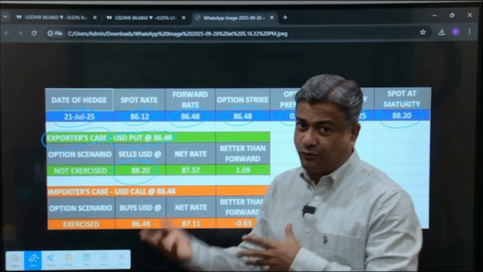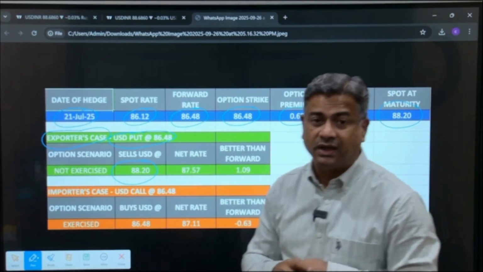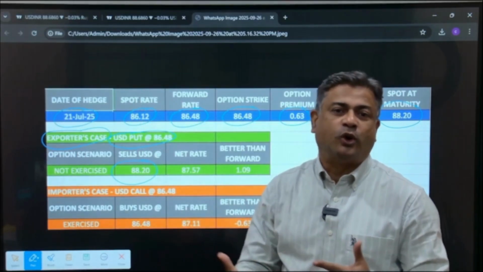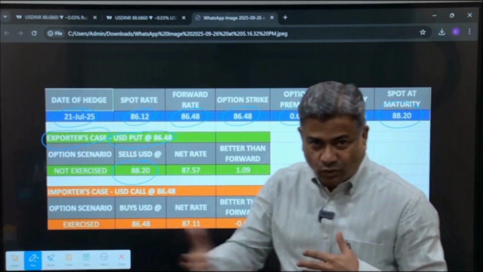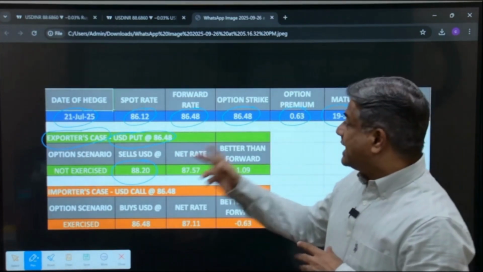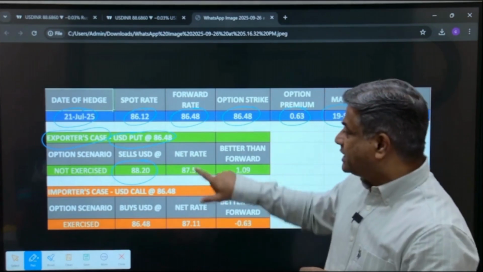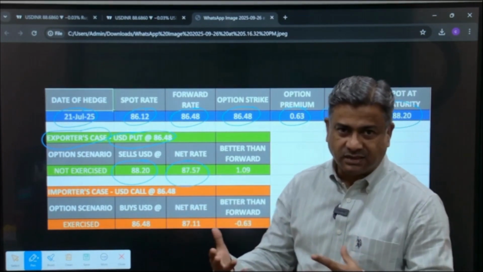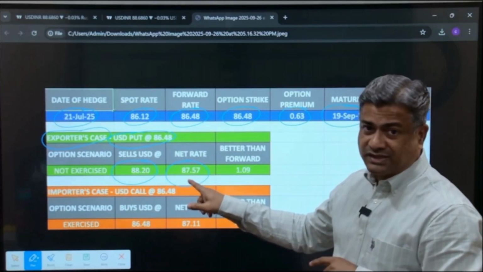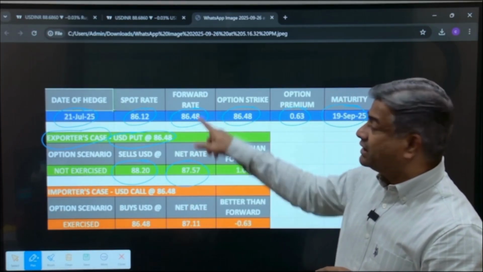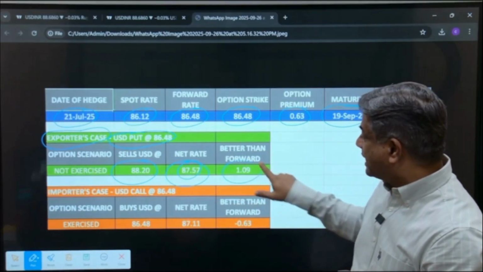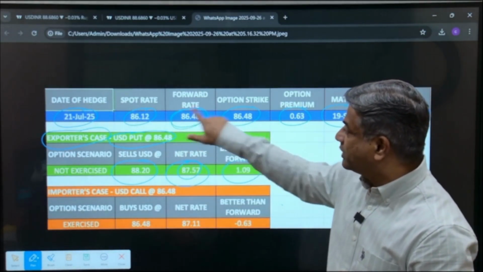Unlike a forward, where I would have got stuck at 86.48, in an option I have a choice. So at 88.20, I do not want to sell at 86.48. So I will ignore the option and I will sell at 88.20. And since I had paid 63 paisa premium, my net rate will be 88.20 minus 63, which is 87.57. Now just compare 87.57 with the forward rate, which I would have done at that time. My option rate is 1 rupee 9 paisa better than my forward rate.